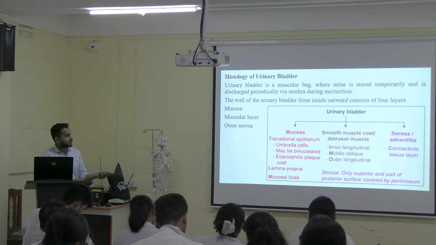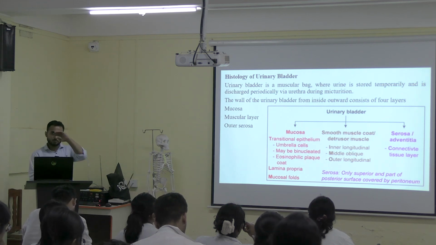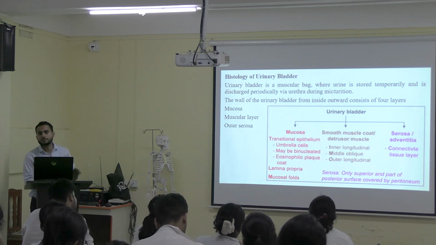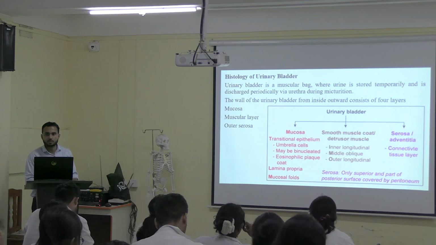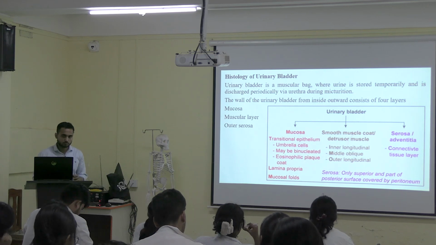Next, in the serosa or adventitia, a connective tissue layer is there. Serosa is only present at the superior part and the posterior surface. That means the superior and the posterior aspects are covered by serosa, that means the peritoneum. The rest is not covered by serosa, it is covered by adventitia.